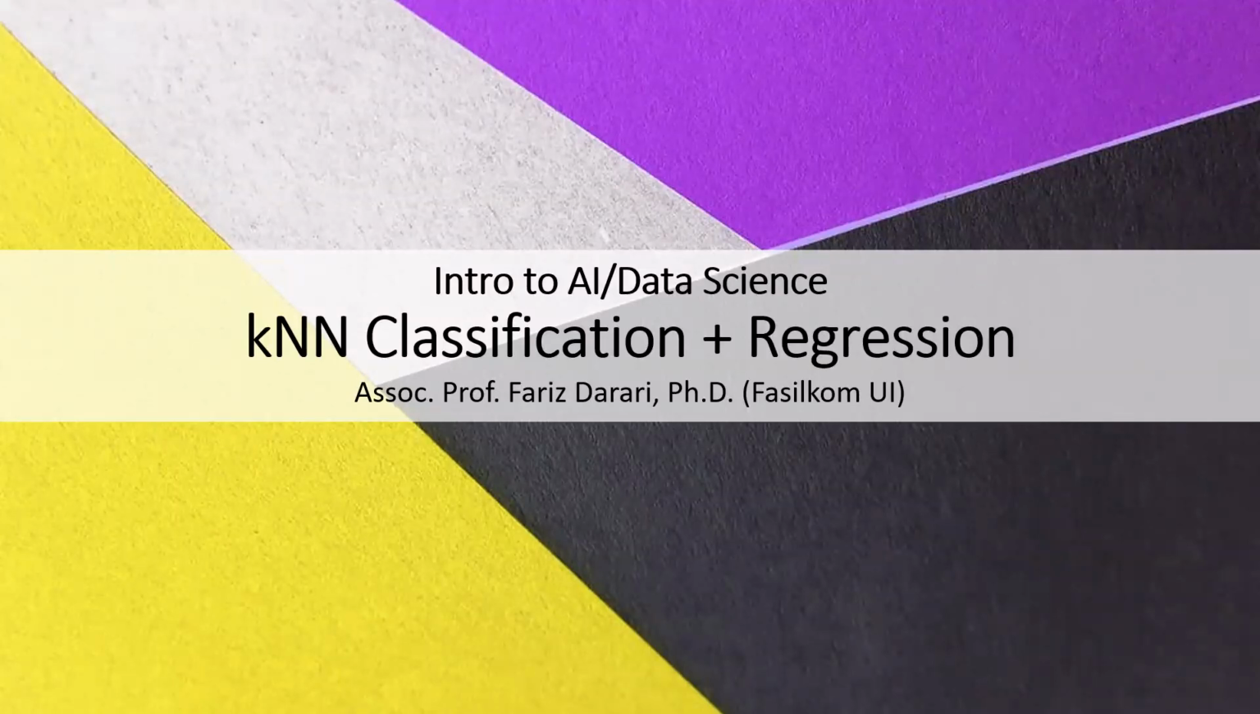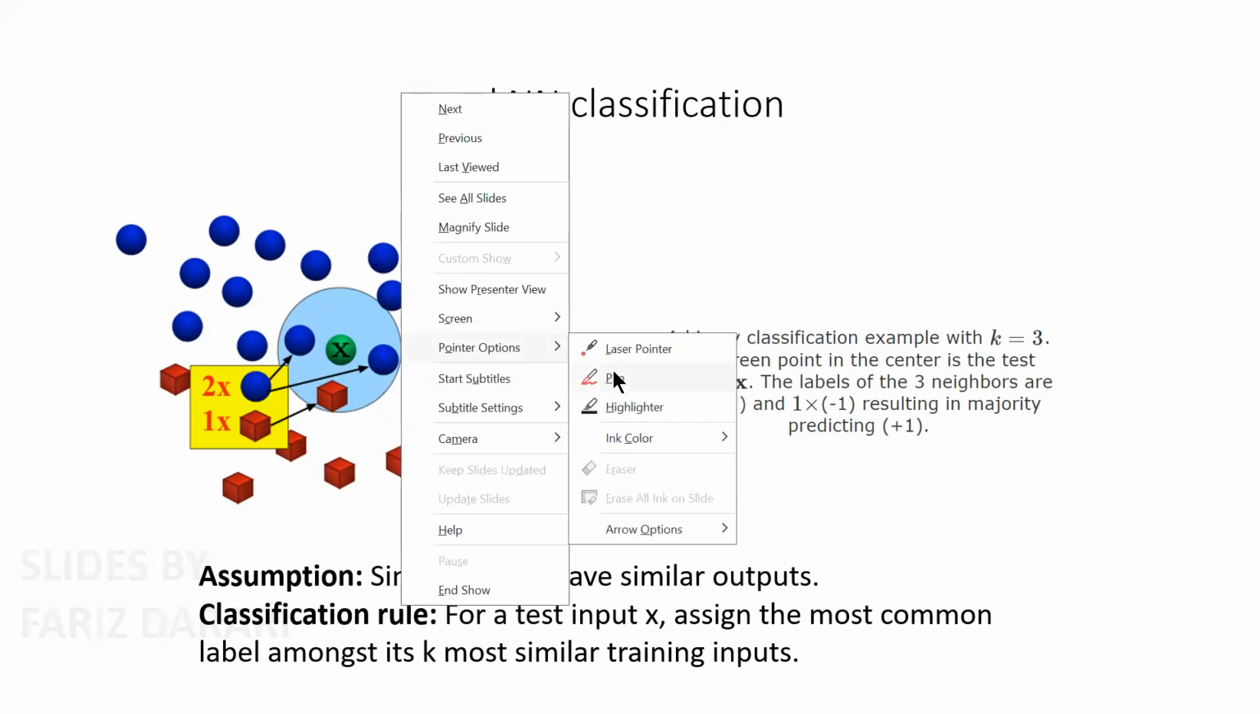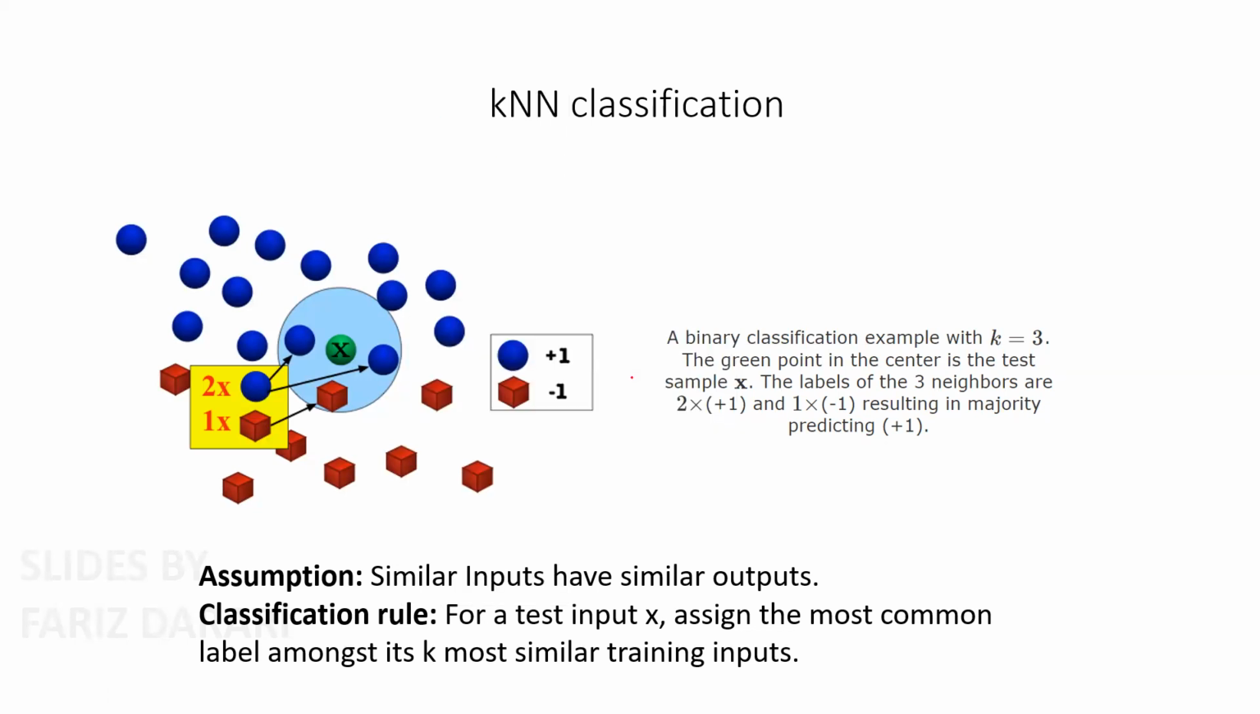Okay, let's see. So kNN classification. We first set some assumption. The assumption is that similar inputs would have similar outputs, right? And now we are talking about using kNN for classification.